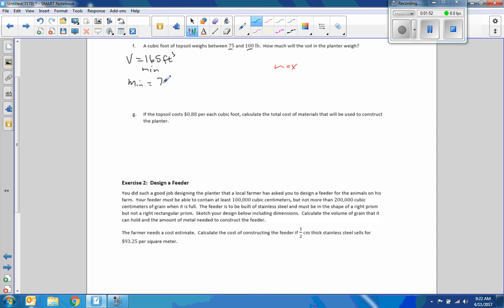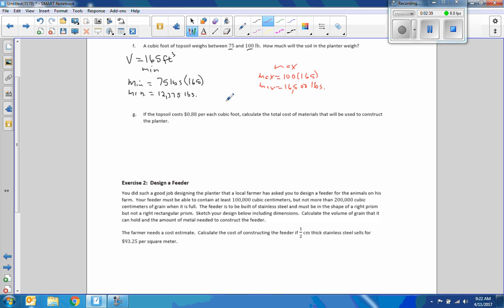75 pounds times 165 cubic feet. So the minimum weight equals 12,375 pounds. The maximum weight is 100 pounds times that 165 cubic feet. So the maximum equals 16,500 pounds.